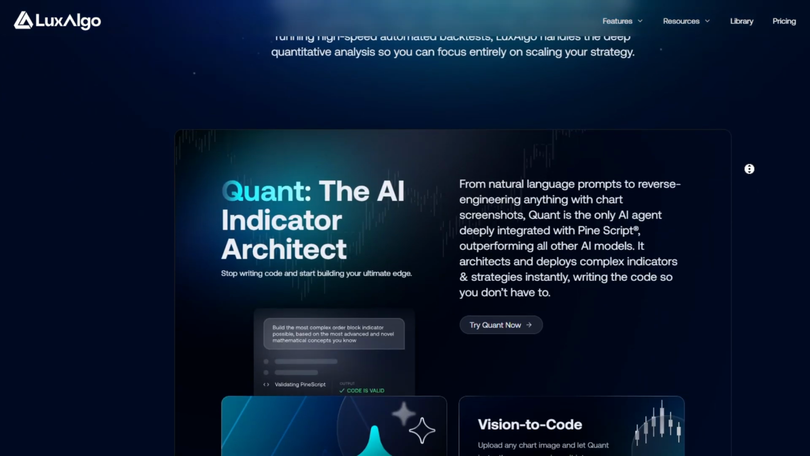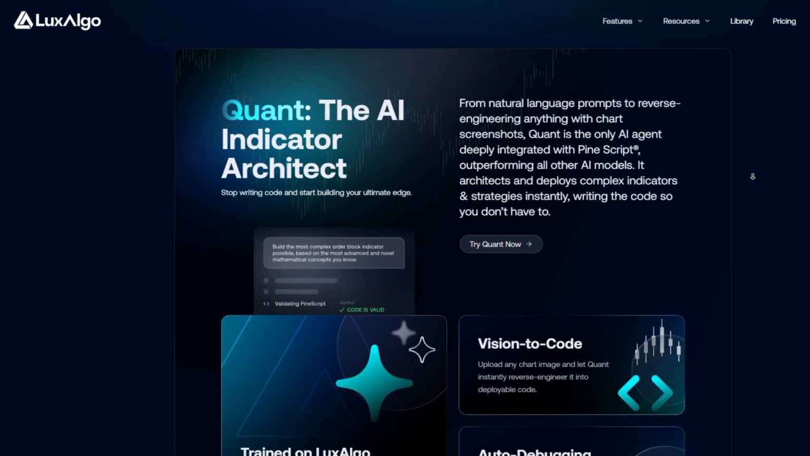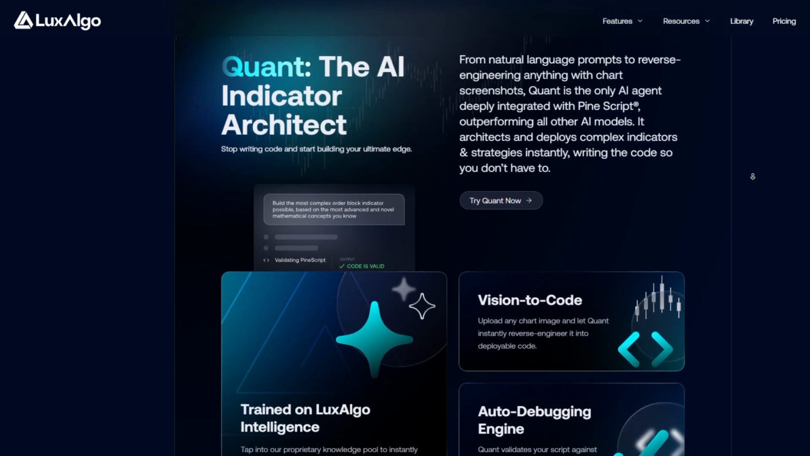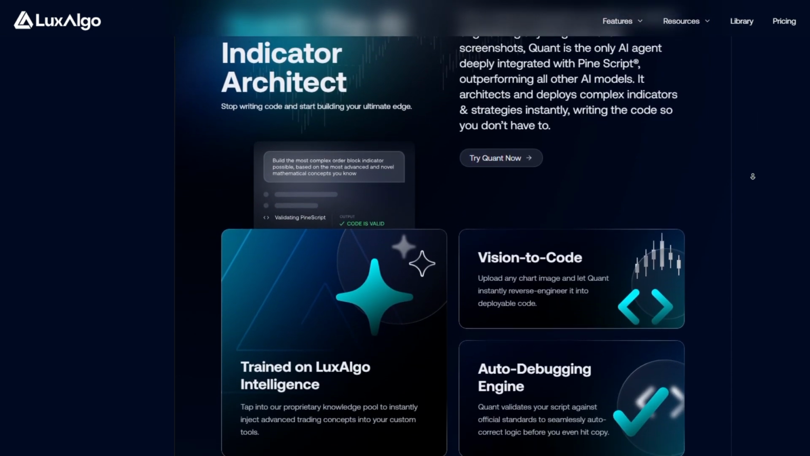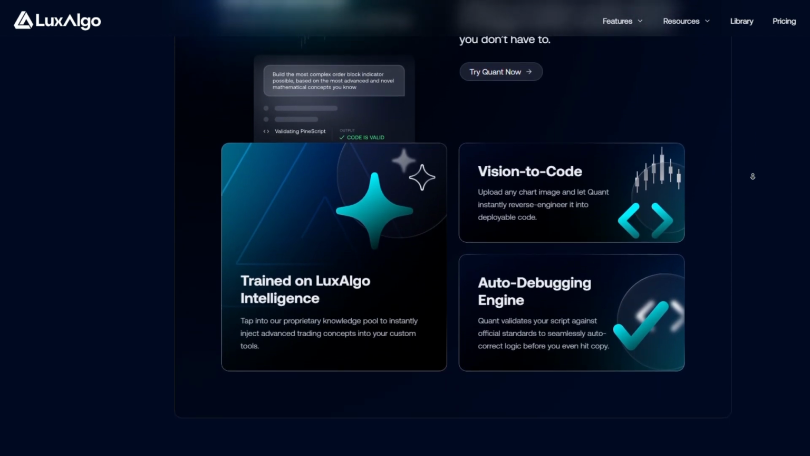Bottom line, Premium is a better plan for most people because it delivers the main LuxAlgo experience at a lower cost. But if you're building algorithmic systems and want AI-assisted testing, Ultimate is where the extra money actually starts making sense.